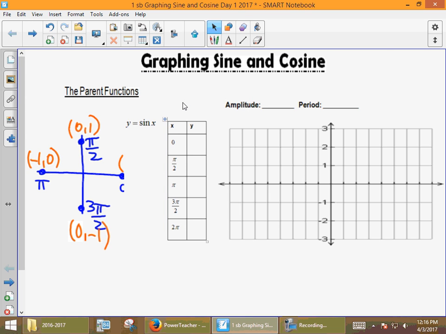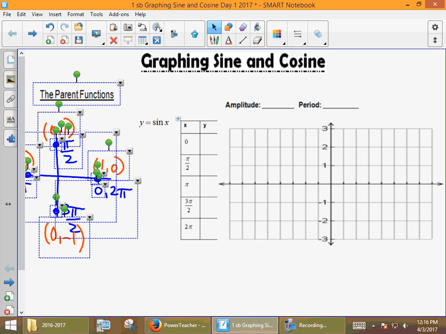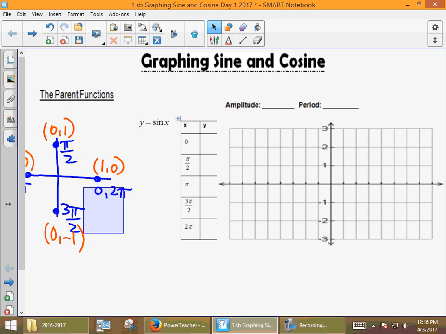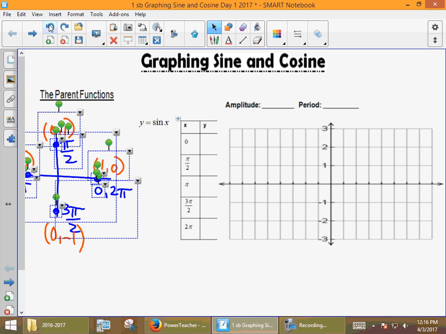Alright, so when we're looking at just graphing the sine values, oh, what happened to it? Oh, that's weird. Okay, but it does maybe.